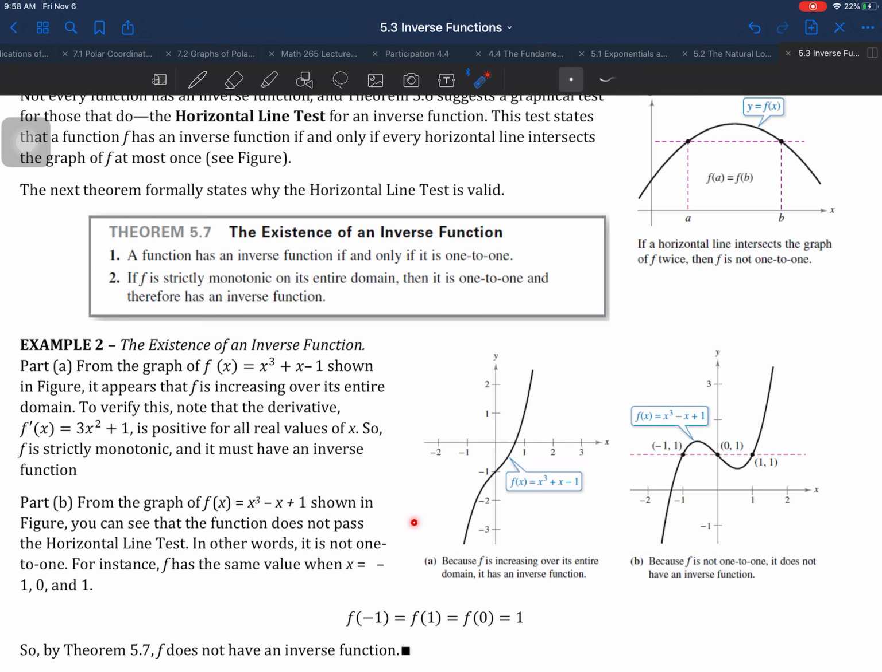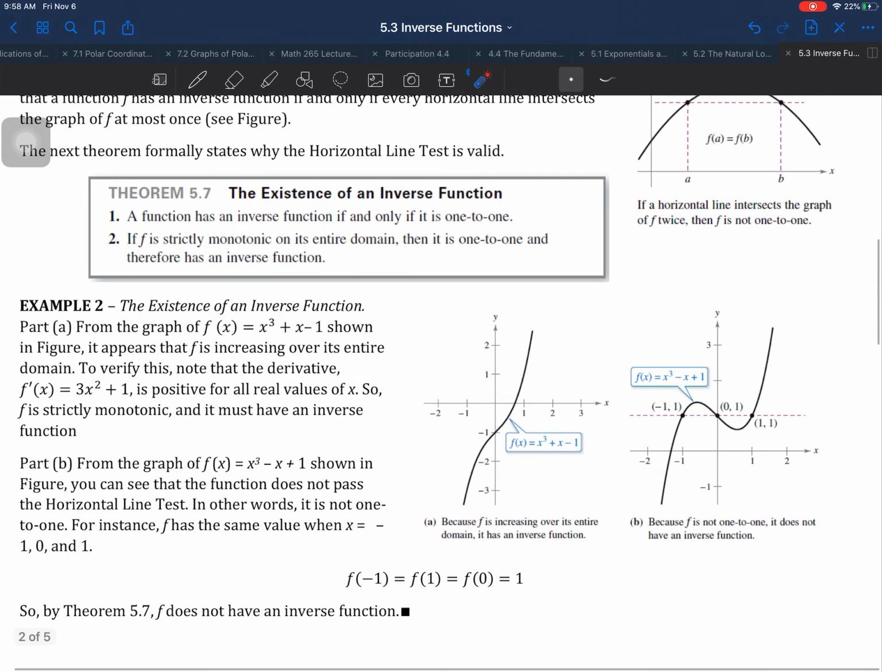So first of all, here we can see this graph, right? We can see the graph has an inverse because every horizontal line is only touching the graph once. The second graph does not have an inverse because it fails the horizontal line test. Now, we are making those two conclusions, right? So now let's talk about what it means to be monotonic and what it means to be one-to-one.